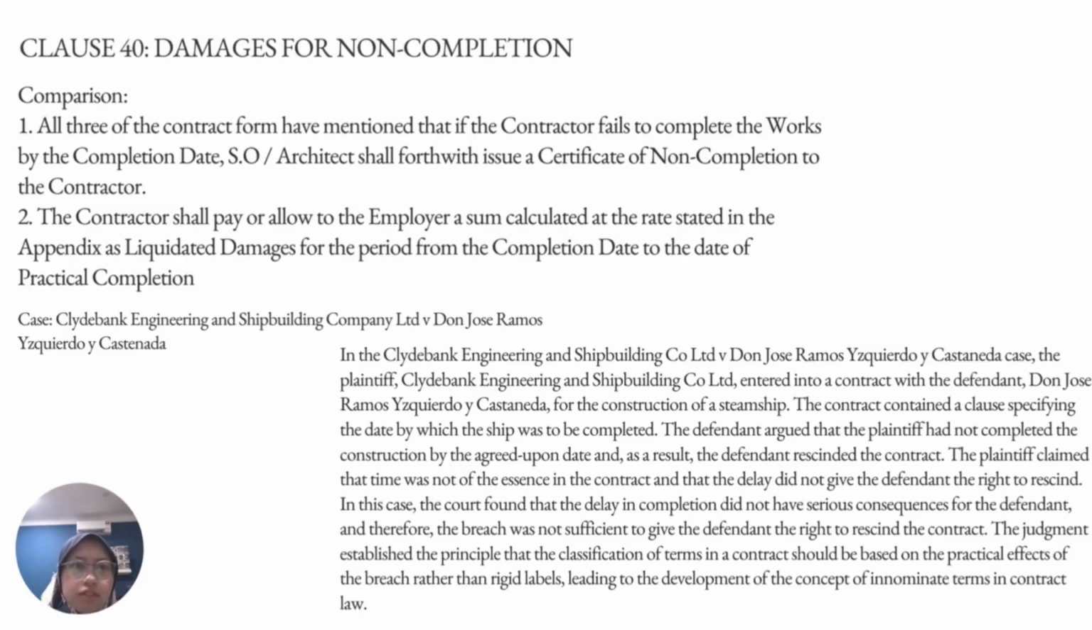Next, Clause 40, damages for non-completion. For comparison, all three of the contracts have mentioned that if the contractor fails to complete the work by the completion date, the SO and architect shall forthwith issue a certificate of non-completion to the contractor. The contractor shall pay or allow to the employer a sum calculated at the rate stated in the appendix as liquidated damages for the period from the completion date to the date of practical completion.